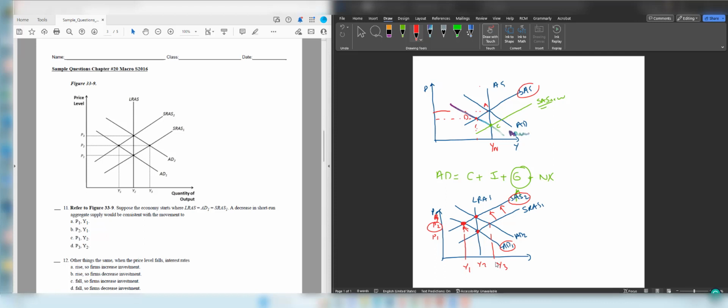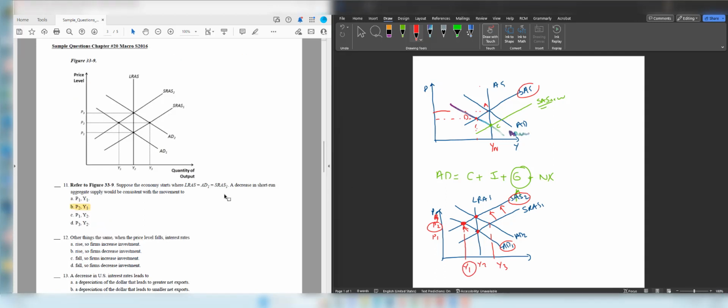So the right answer is P2 and Y1. Next question.